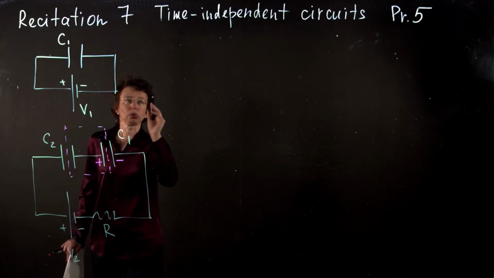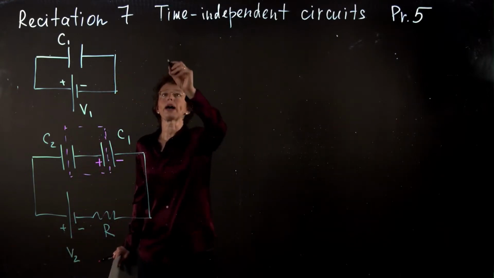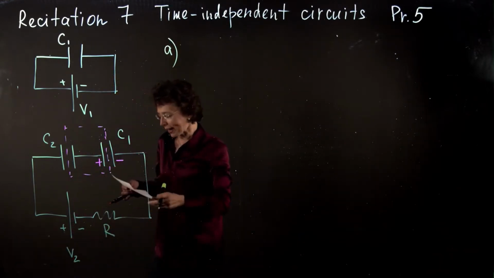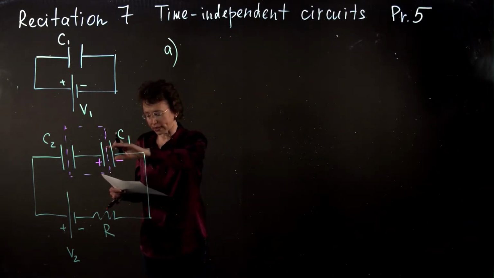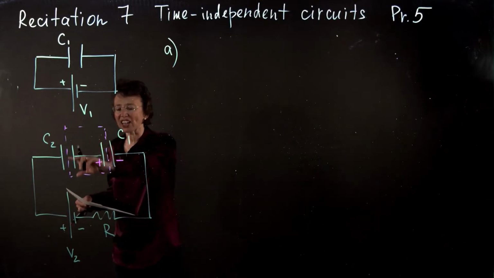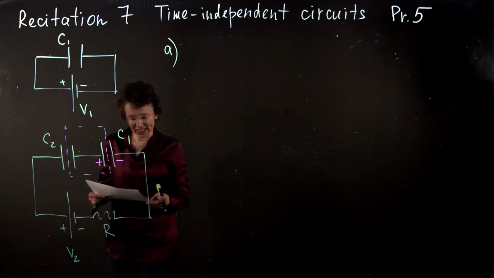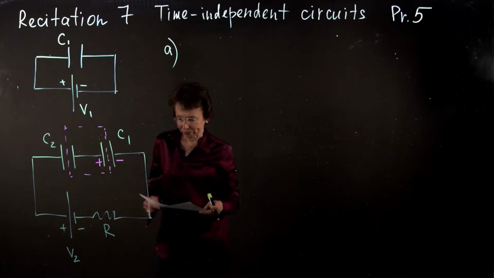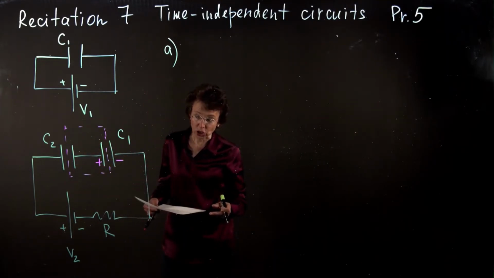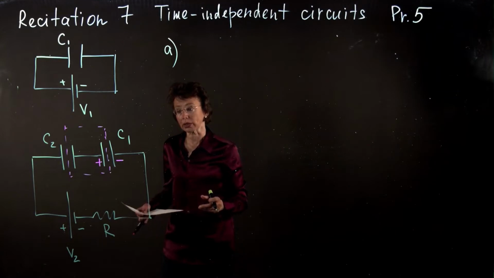It was connected to the battery with voltage V2 and resistor R. What we need to find, we will split this problem into two. Part A. For part A, we need to find when all charges come to rest, what will be the charge inside this box indicated by this dashed line? What will be the charge after all charges come to rest?